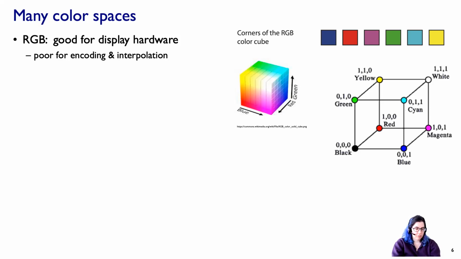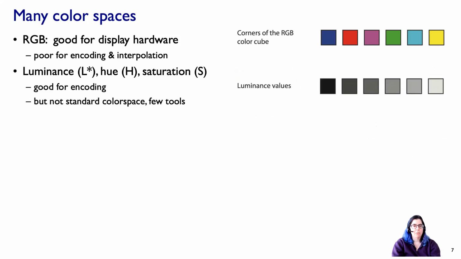So, well, what else could we do? We've just talked about this idea of having a luminance and hue and saturation space, and that's really good for visually encoding. Unfortunately, since visualization has not taken over the world the way computer graphics has, there's not very many tools that actually let you directly work in this space.